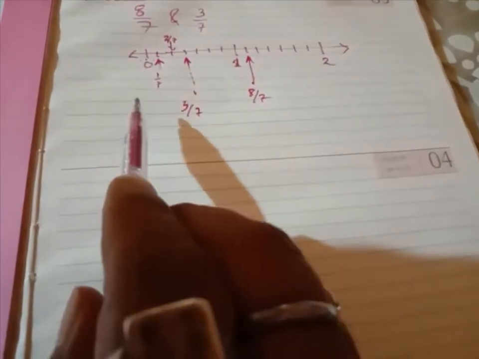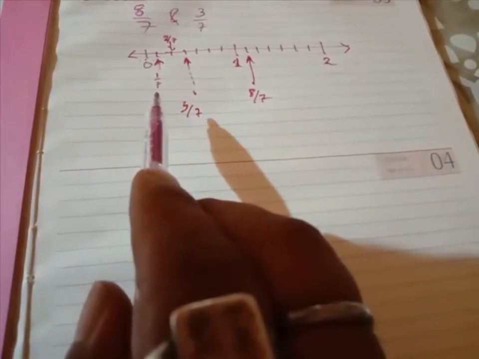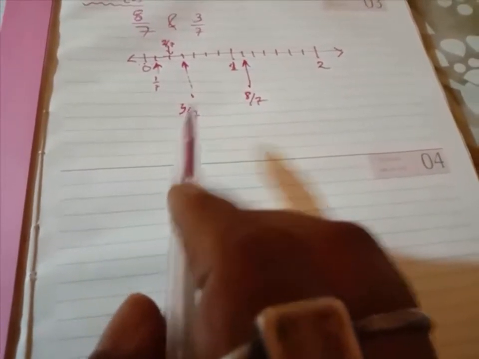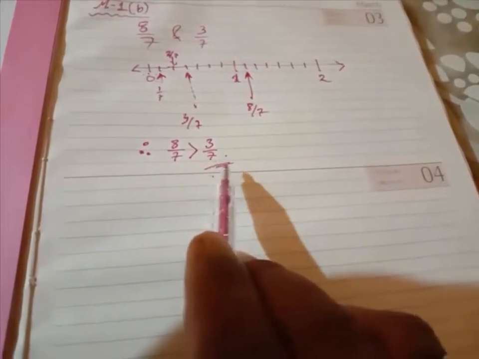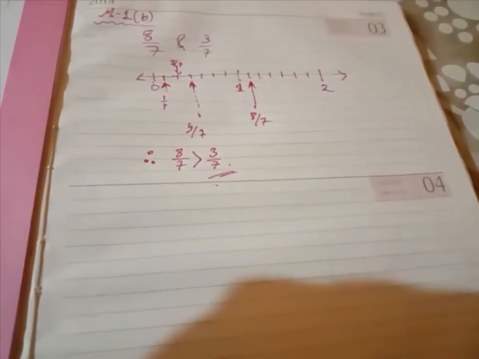Now 3 by 7, count out from 0, 1, 2 and 3. So this will be 3 by 7. So now since 3 by 7 is nearer to 0 than 8 by 7, we can say that therefore 8 by 7 is larger than 3 by 7. So this is your concluding sentence. This is how you are going to do all the other problems in module number 1.